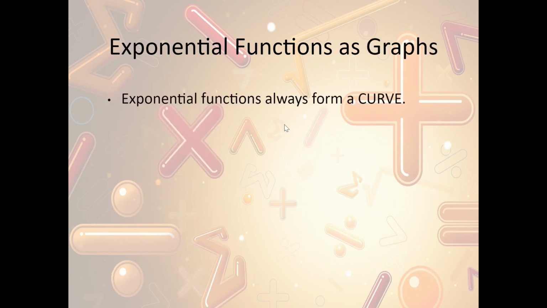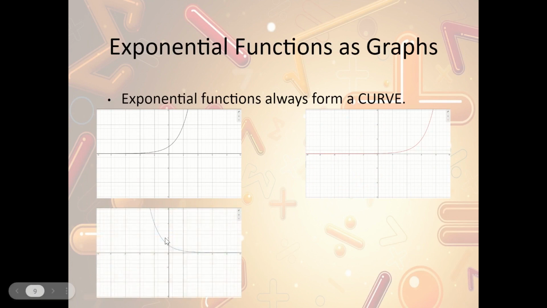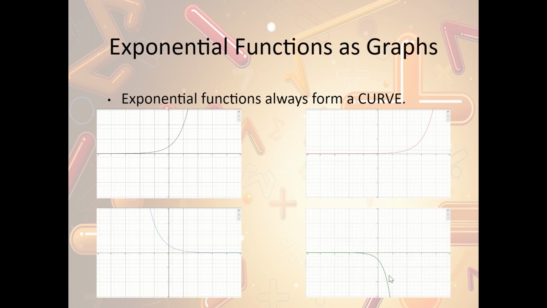Now, what do exponential functions look like as graphs? They always form a curve, a single curve. So for instance, this is an exponential function. This, even if I shift it over, it's still considered an exponential function. If I have it go downward, that's an exponential function. And if I have it go below the x-axis, still an exponential function. All of these are examples of exponential functions.